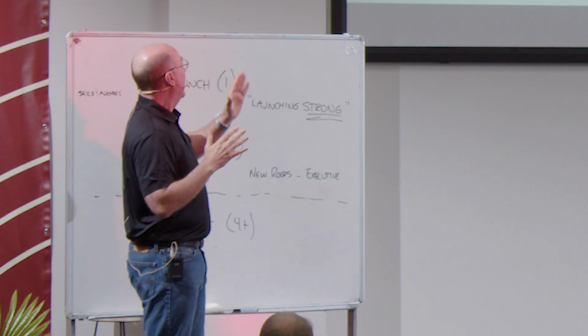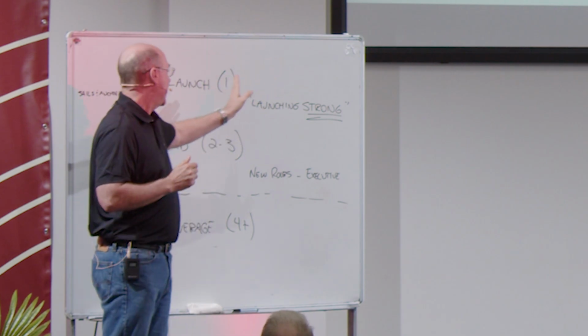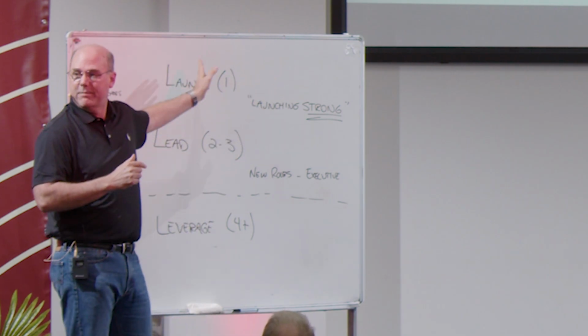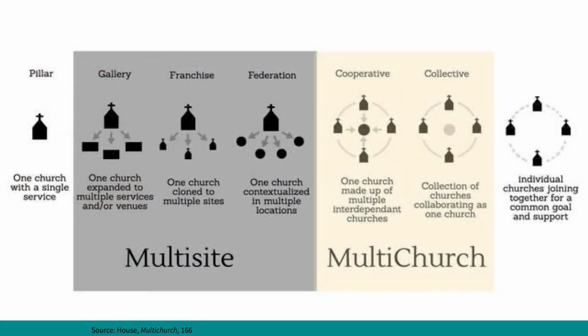Okay, so that is what most people would think of as multi-site in that big church model that I had up this morning. Y'all remember that one? Those would be franchises. Federation would be one church contextualized in multiple locations. All that means is the decision-making authority is still in the sending church, but you're giving freedom in specific areas to locations to do it differently in some ways.